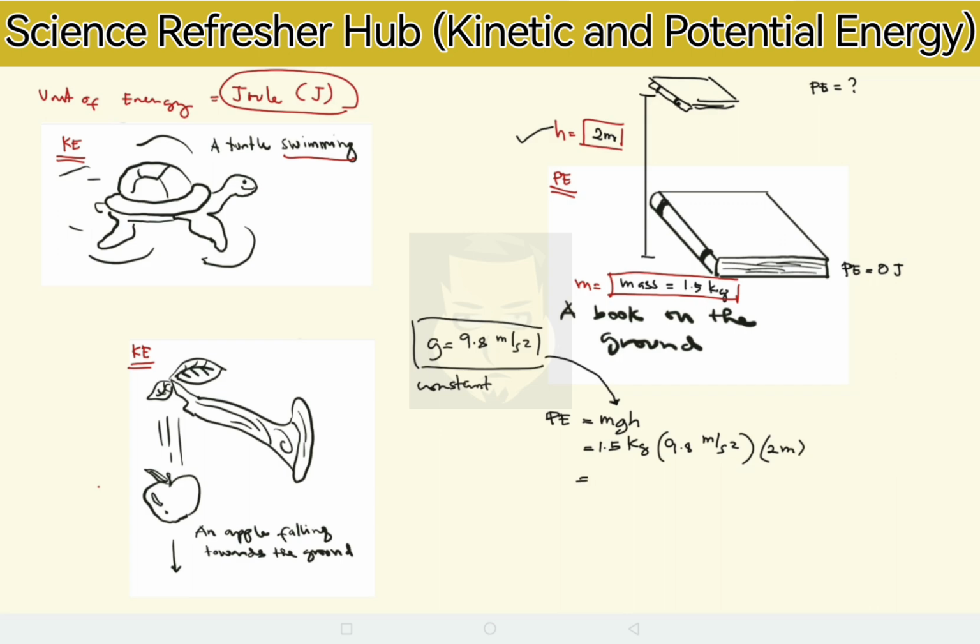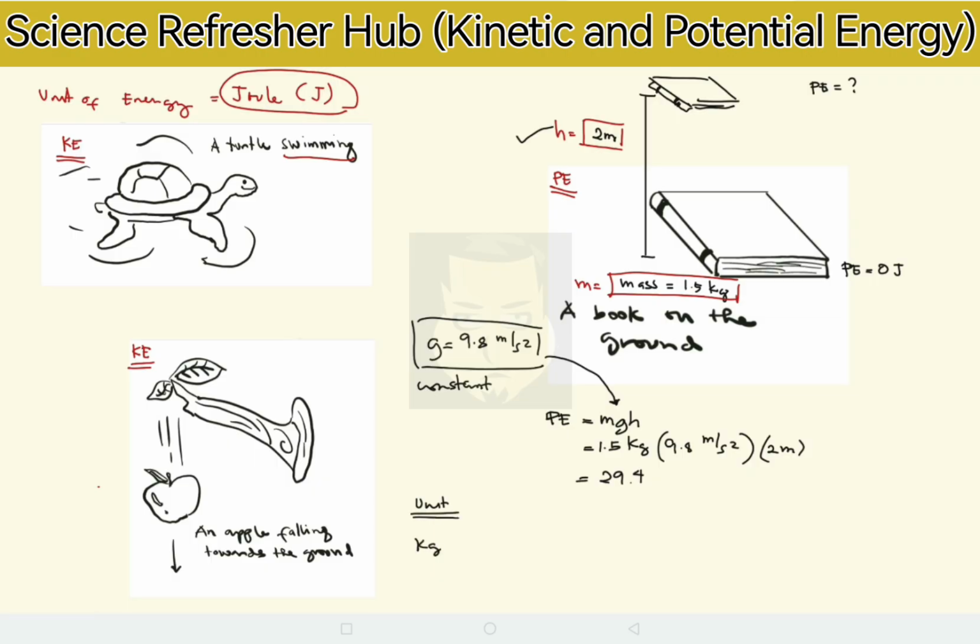So let's multiply our values here. We have 1.5 times 9.8 times 2. The answer is 29.4. And the unit, okay, try to look at this part of the screen. Let's try to multiply units.